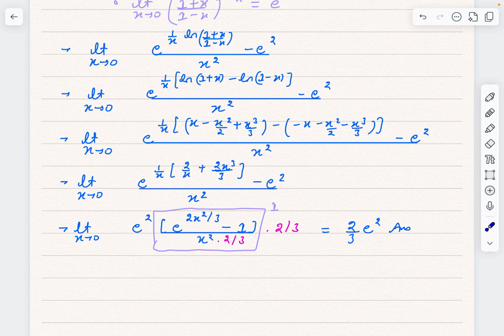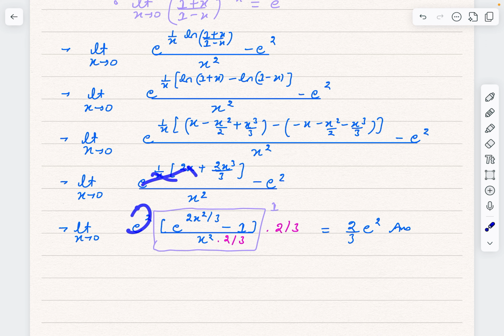You get e power 2. Sorry, it was supposed to be 2x here. It will be 2x plus 2x cube by 3. Now this one x will get cancelled out.